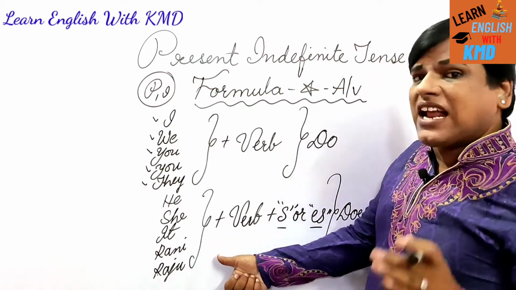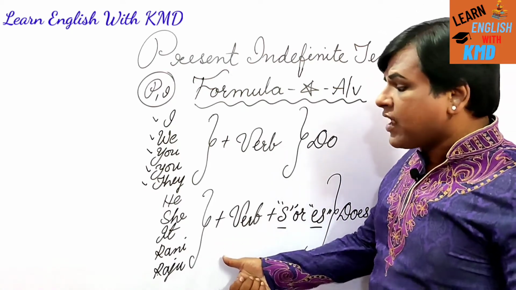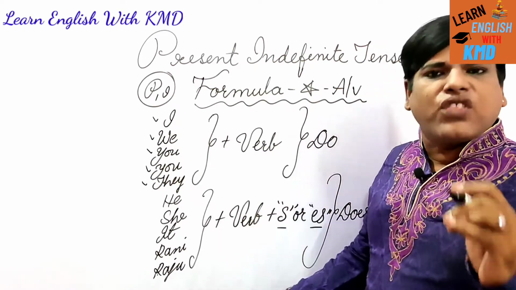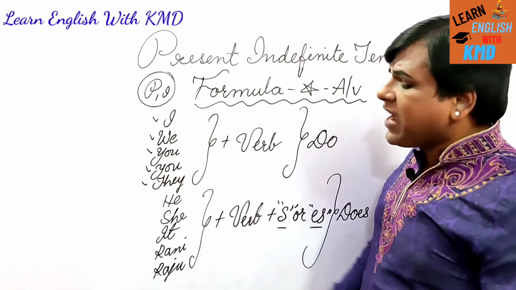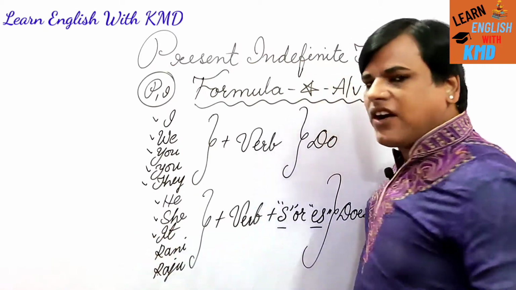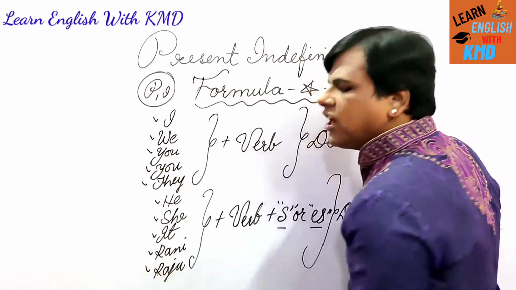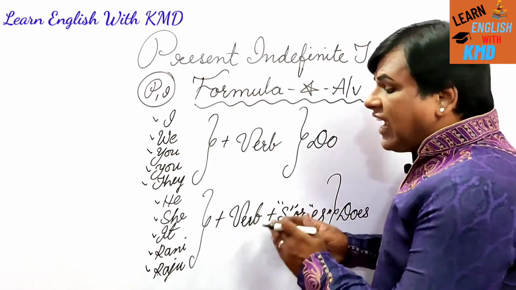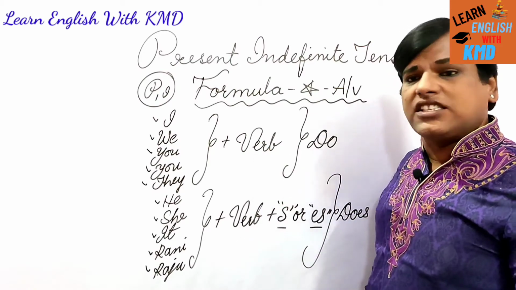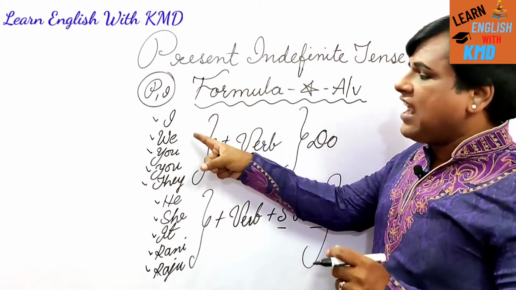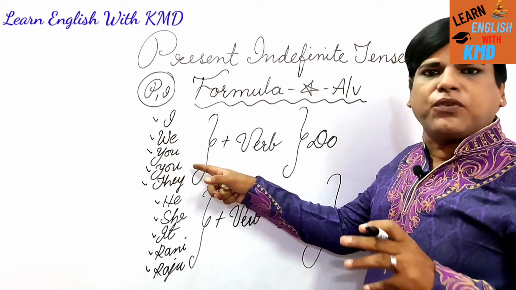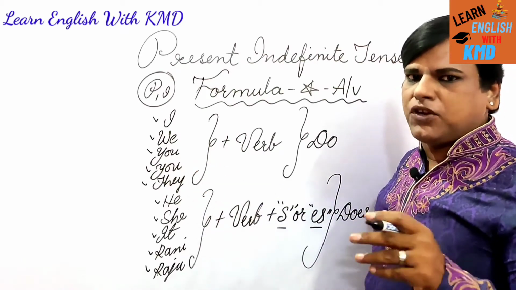I want you people to pay close attention to the second category. The second category comprises only singulars, and they are third person singular. As you can see, third person singular he, third person singular she, third person singular it, third person singular Ronnie, and third person singular Raju. So the second category comprises third person singular, and the first category comprises first person singular I and first person plural we, second person singular you, and second person plural you, and third person plural they.